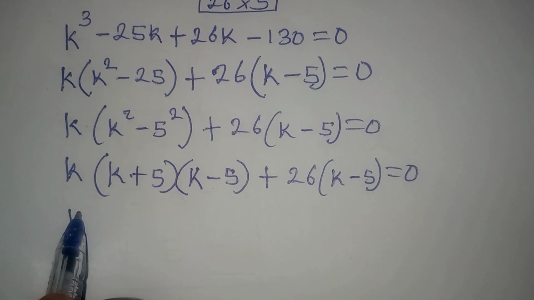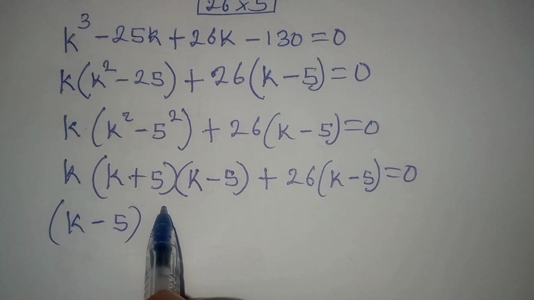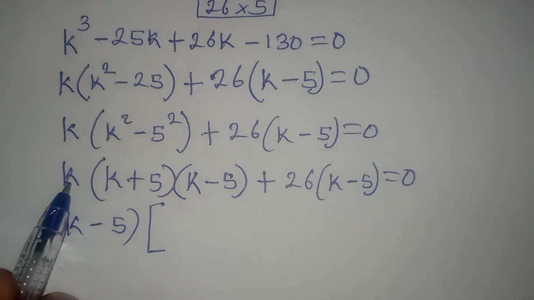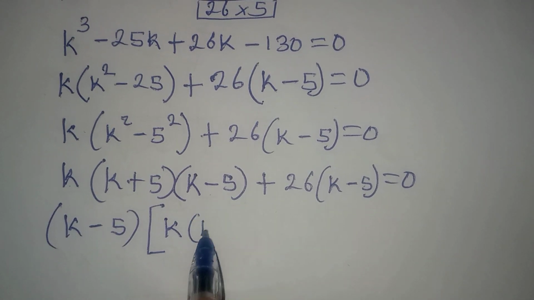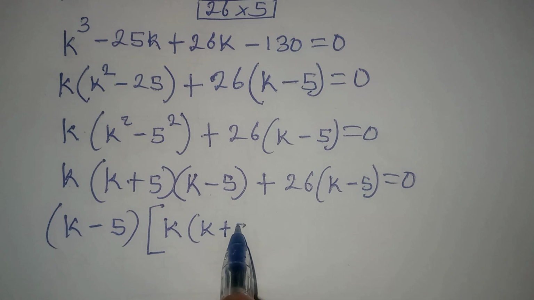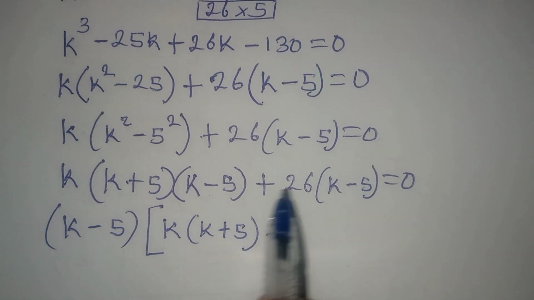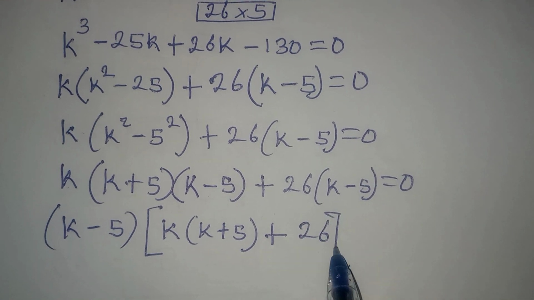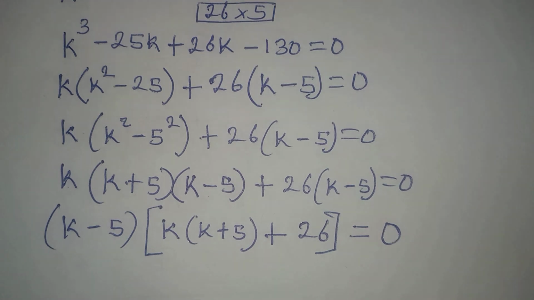So I'll write k minus 5 out as one of the factors, and then in the other bracket I'm going to have k into k plus 5, and then I have plus this k minus 5 is already out. Here we'll have 26. Close this bracket, and the whole of this is equal to 0.